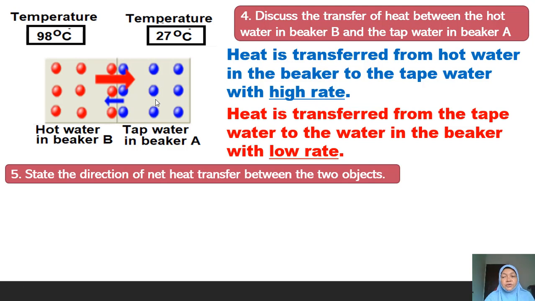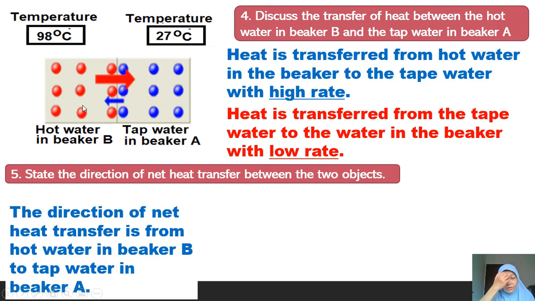Heat is also transferred from the tap water to the water in the other beaker at a low rate. Also, there will be heat transfer from the tap water to the hot water, but at a low rate. The direction of net heat transfer is from the hot water in beaker B to the tap water in beaker A. Remember, from hot object to cooler object.